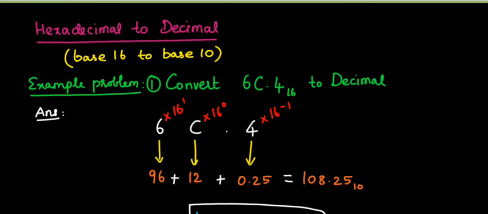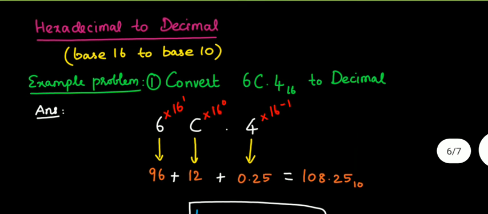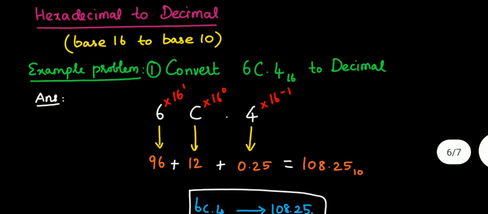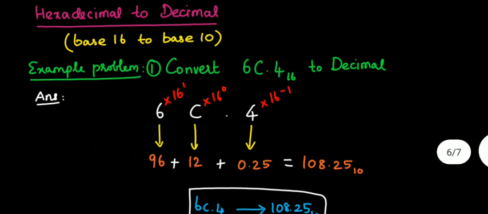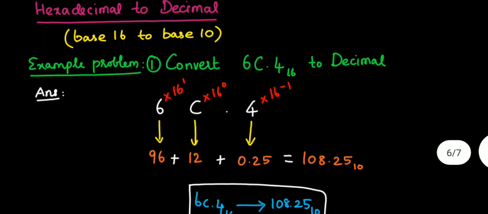Convert 6C.4 to decimal. 6C.4 is given. So just the same method. What method did we see in the previous problem? The only difference is the base value. Now what base value do we have to take? 16. So 16 power 0 and 16 power 1. C into 16 power 0, 6 into 16 power 1.